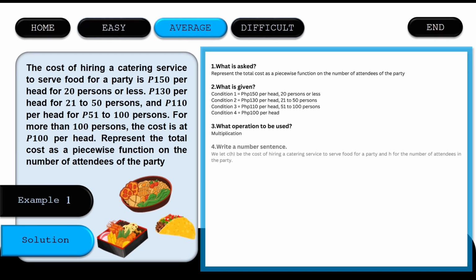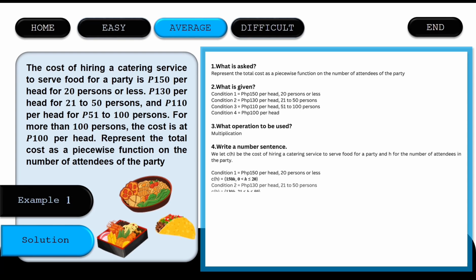And to write the number sentence, gamitin natin ang C of H. That is the cost of hiring a catering service to serve food for a party, at ang H ay bilang ng attendees in the party. Isa-isahin ulit natin ang statement. Una, sinabi the cost, C, ilagay natin 150 times the number of attendees or yung H, and to have the interval, sinabi for 20 persons or less. Ayan ay H is greater than 0 but less than or equal to 20.